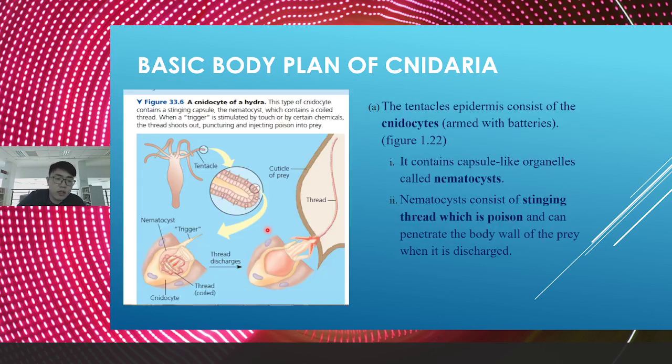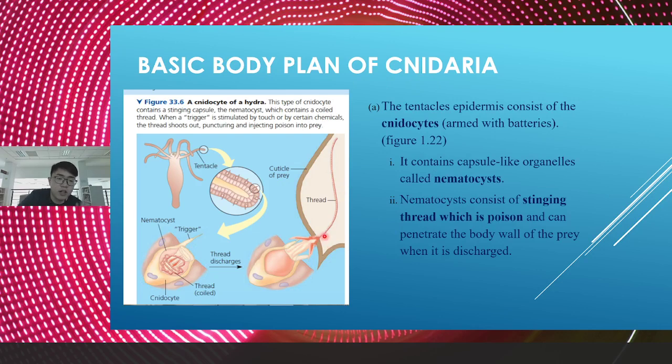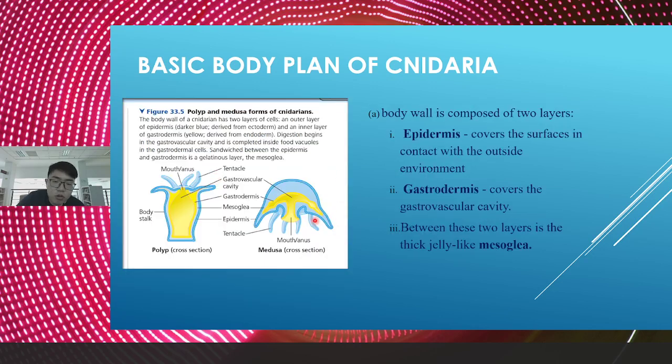Okay. So for the body plan of Cnidaria, why jellyfish? If you know jellyfish will secrete electricity, right? Like a shock. If you know that jellyfish is poisonous. If you touch the tentacle of jellyfish, you will be poisoned because the tentacle of jellyfish is poisonous.